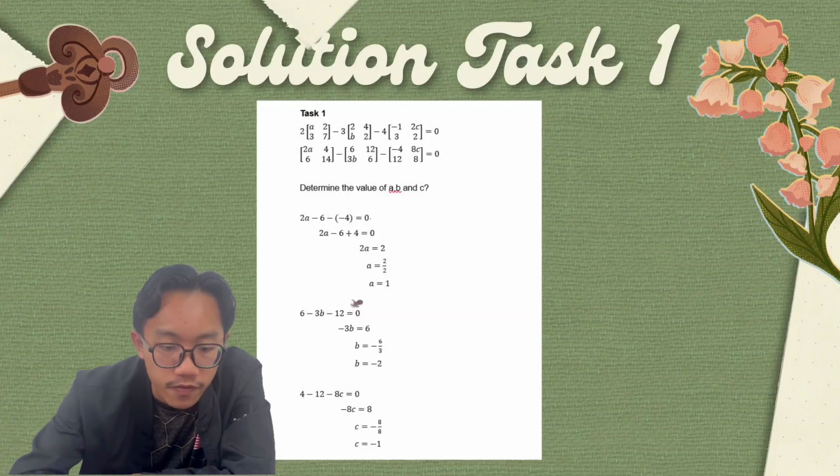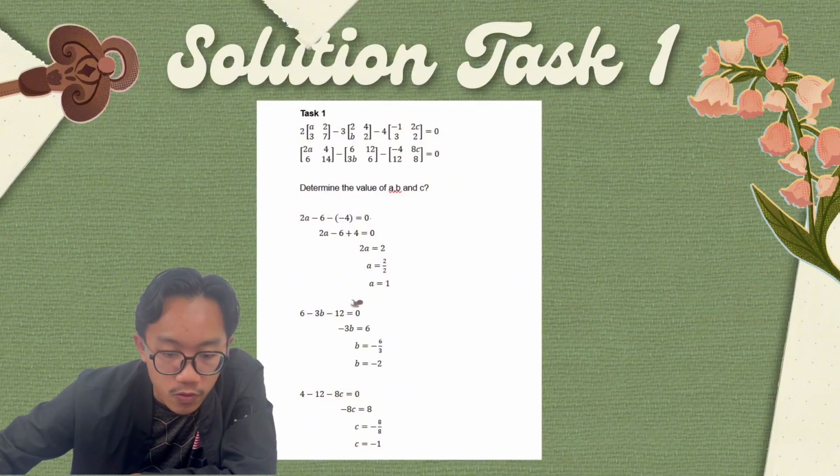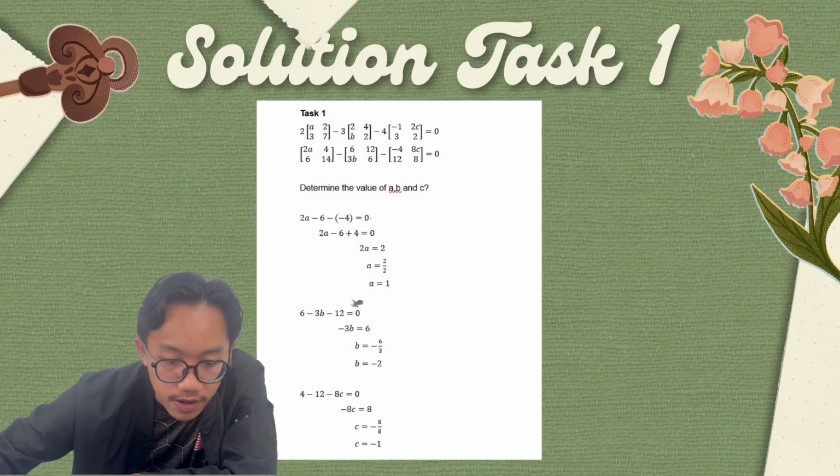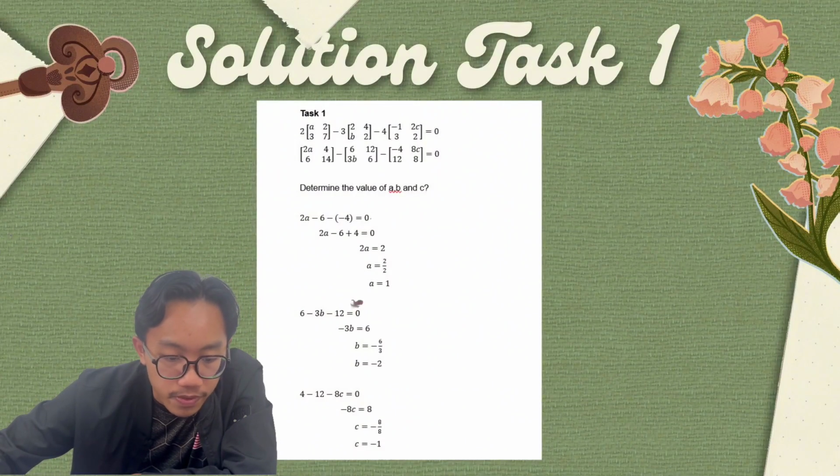Now let's solve for B. The equation is 6 minus 3B minus 12 equals 0. Simplifies to negative 3B minus 6 equals 0. Adding 6 to both sides gives us negative 3B equals 6. Dividing both sides by negative 3 results in B, and we can get that B is negative 2.